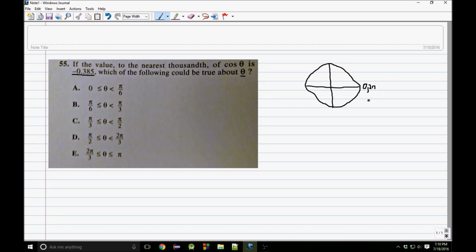At the 90-degree mark, we have pi over 2. At the 180-degree mark, we have pi. And at the 270-degree mark, we have 3 pi over 2.